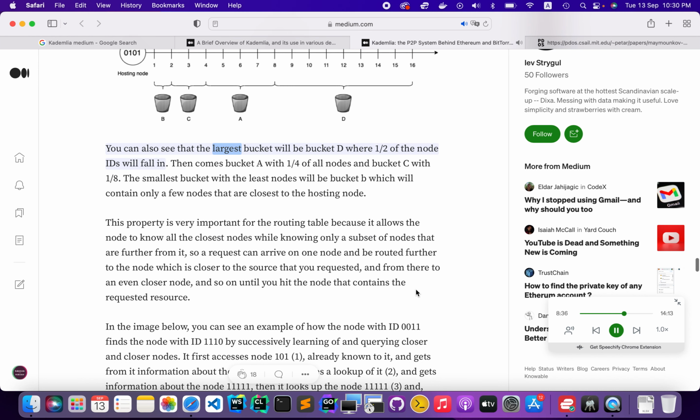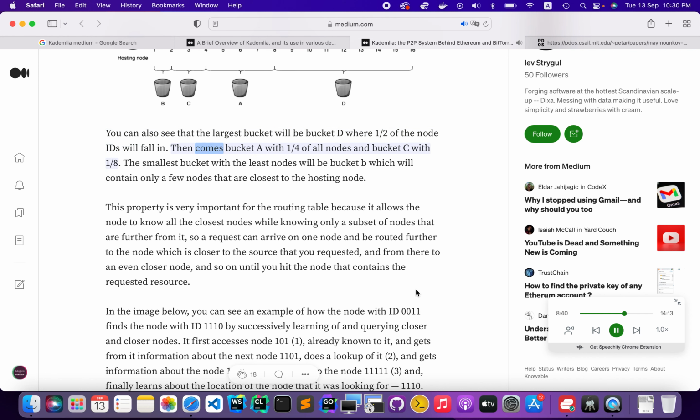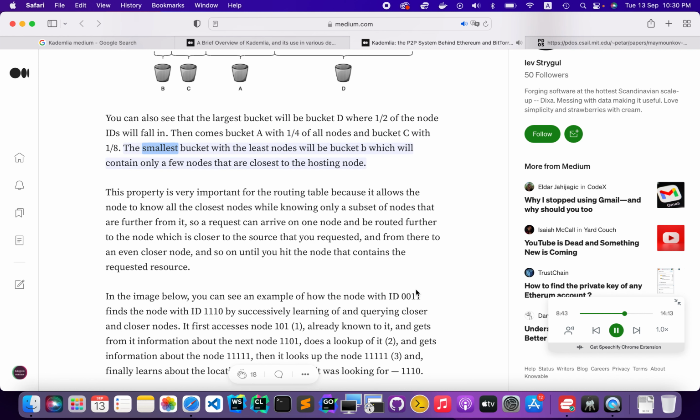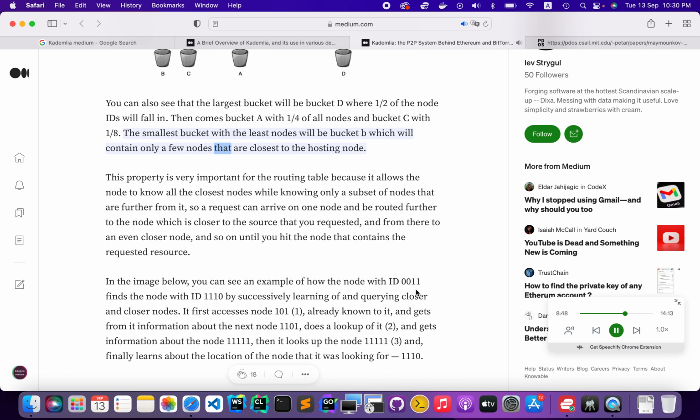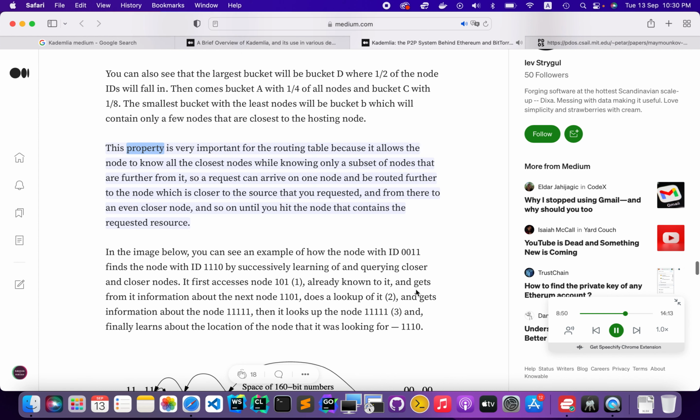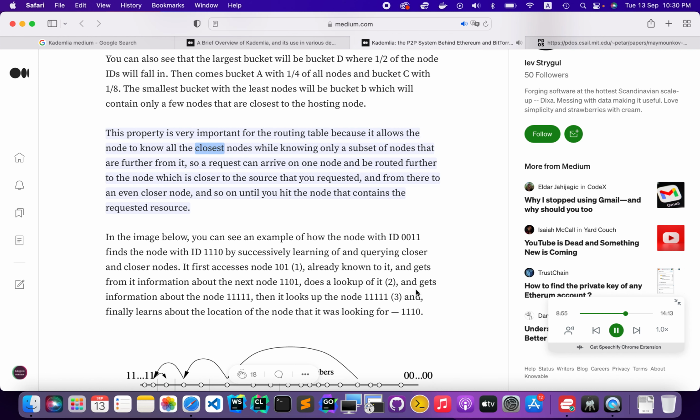You can also see that the largest bucket will be bucket D, where half of the node IDs will fall in. Then comes bucket A with 1/4 of all nodes and bucket C with 1/8. The smallest bucket with the least nodes will be bucket B, which will contain only a few nodes that are closest to the hosting node. This property is very important for the routing table because it allows the node to know all the closest nodes while knowing only a subset of nodes that are further from it.